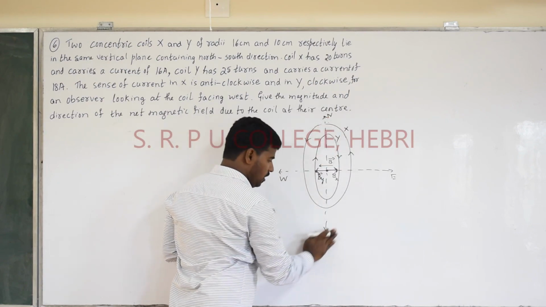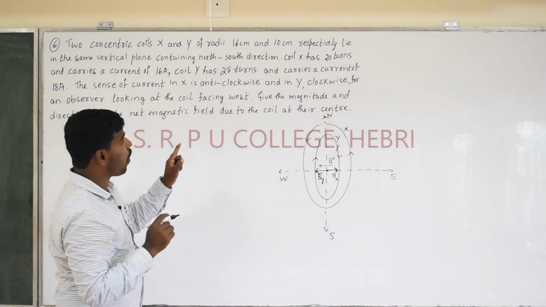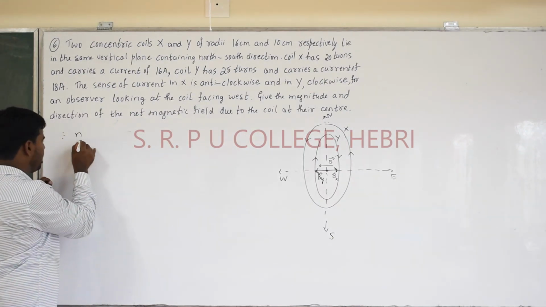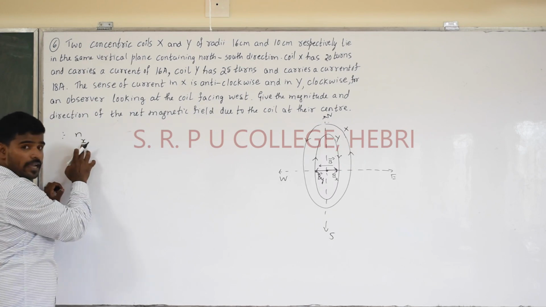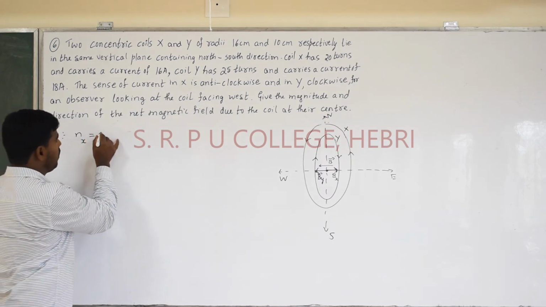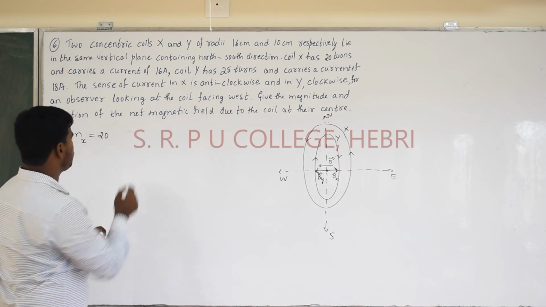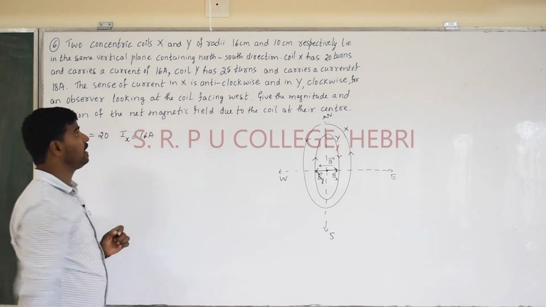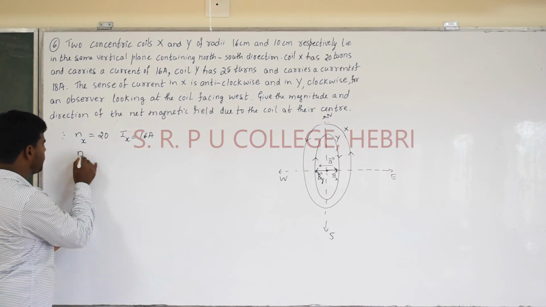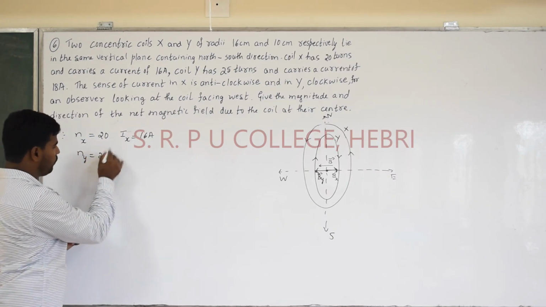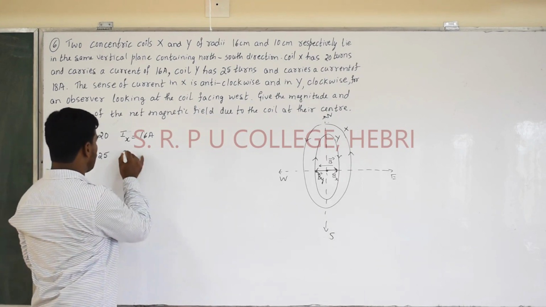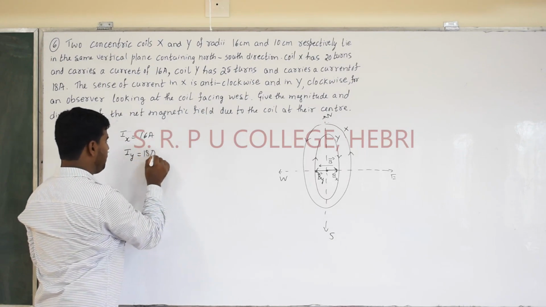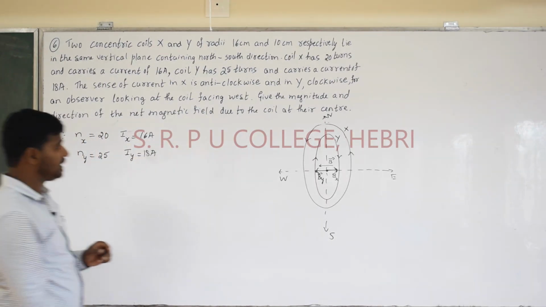Coil X has 20 turns, which means the number of turns in coil X is N_X equal to 20, and it carries a current I_X equal to 16 ampere. Coil Y has N_Y equal to 25 turns, and carries a current of I_Y equal to 18 ampere.